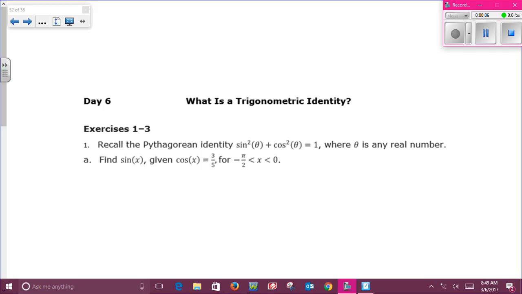Today we're going to do a little bit different things without using the graph per se. We're going to work with trig identities, and we're going to work with the Pythagorean identity sine squared theta plus cosine squared theta equals 1, where theta is any real number.